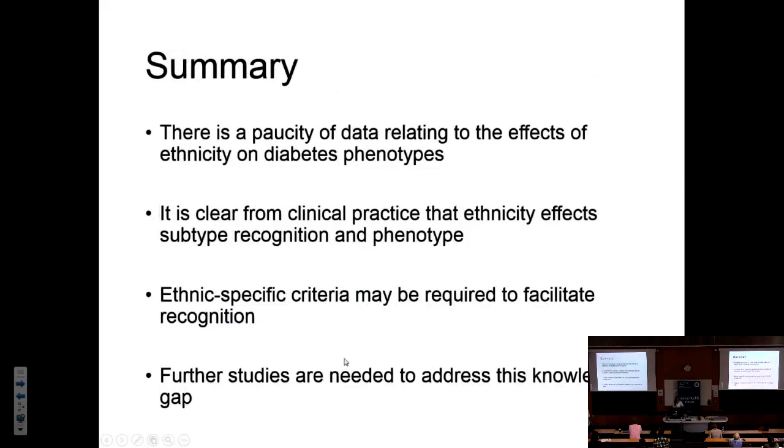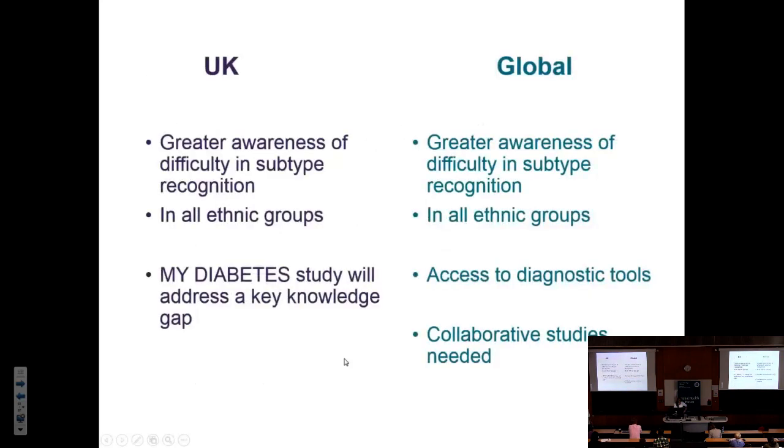So, in summary, there is a paucity of data relating to the effects of ethnicity on diabetes phenotype, and it's clear from our clinical practice that ethnicity affects both subtype recognition and phenotype. And we might need ethnic-specific criteria to facilitate recognition, but we need more studies, including my diabetes study, to address this knowledge gap. Now, in the UK, we need to work hard to improve awareness of the difficulty in subtype recognition, and the My Diabetes study is the first of its kind to recruit 3 ethnic groups and to study this systematically.